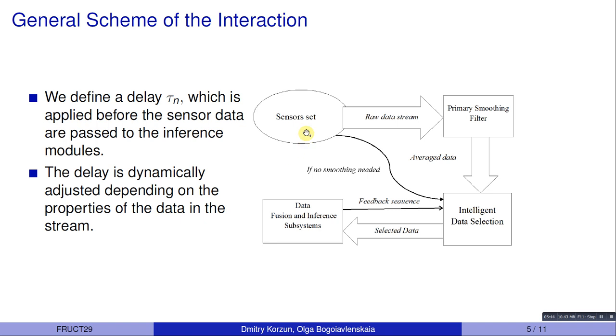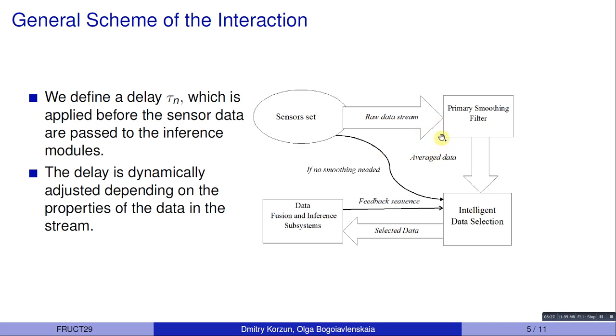So here you can see the upper level architecture of this filtering and smoothing approach. So first we have the sensor sets, it produces raw data stream. Then we have the primary smoothing filter, and then we have intelligent data selection, which produces selected data. The amount of data decreases in every step, and also we have a feedback.